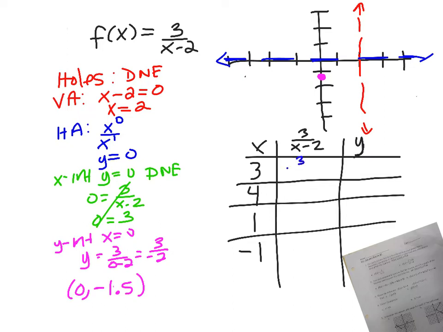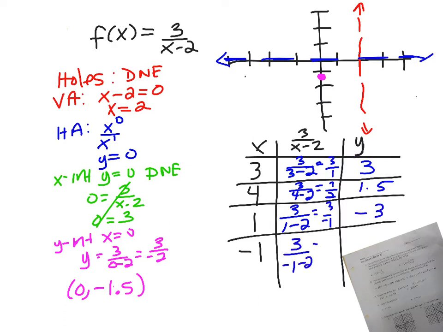All right, so let's plug into the equation. So it's 3 over 3 minus 2. So that's 3 over 1, so that's 3. 3 over 4 minus 2, so that's 3 over 2. 3 over 2 is 1.5. 3 over 1 minus 2, so that's 3 over negative 1, so that's negative 3. And 3 over negative 1 minus 2 is 3 over negative 3, so that's negative 1. So let's plot those points.